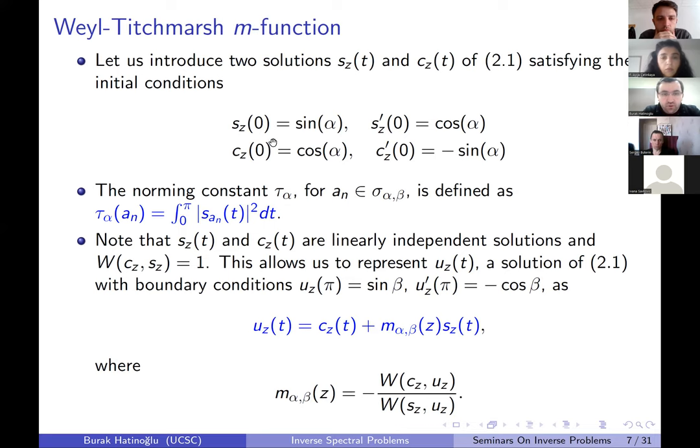Firstly, using the function S, we can introduce the so-called norming constants, which will be important in our discussion of inverse spectral problems. It is simply defined as follows: we pick an eigenvalue z from the spectrum, and we consider this integral for the function S, where z is that eigenvalue. Let's keep this in mind. If we return to the functions S and C, we can first observe that they are linearly independent solutions, and their Wronskian is just one. This observation allows us to represent any solution U, again solving our Sturm-Liouville equation, this time with boundary conditions at pi. We can represent any such solution U in terms of S and C as follows.